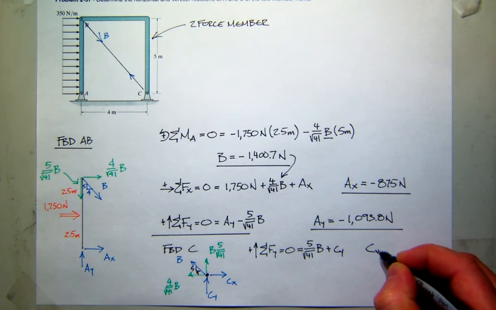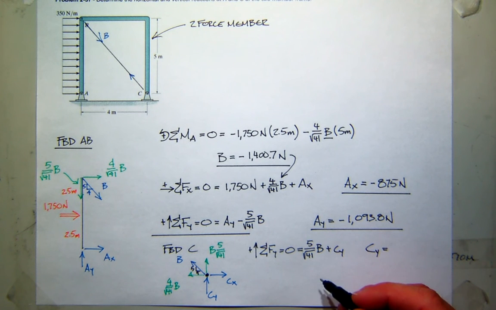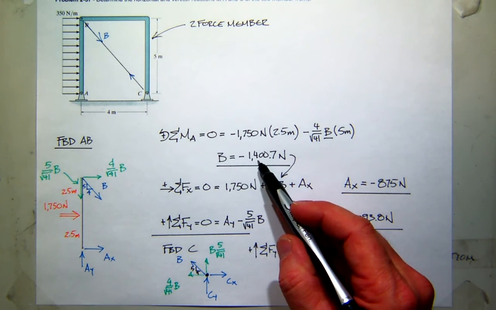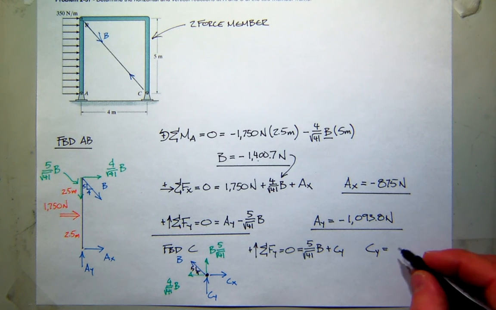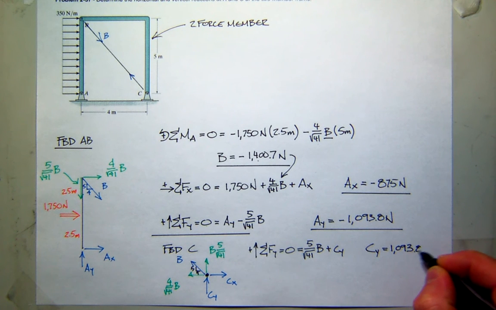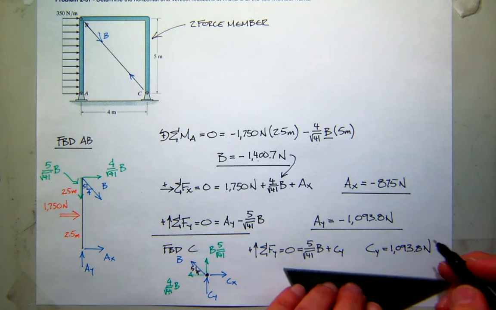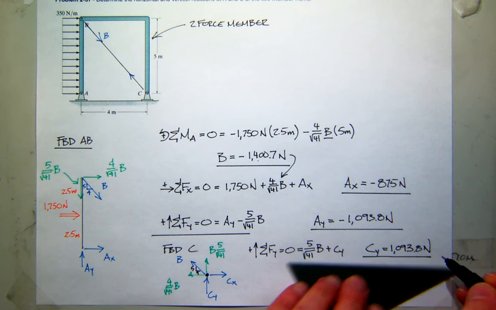So what's CY equal to? The negative of that, right? And what's B? Negative 1400. So what is C? I don't know what that is. What's 1400 times 5 divided by square root of 41? 1093.8. Is it really? Yeah. Wow. And it is positive, right? So it is up.